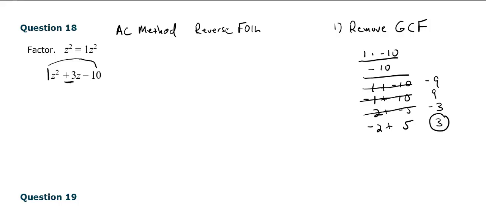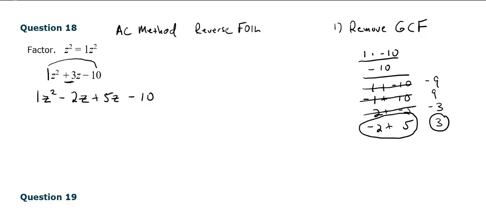So what I'm going to do, and it doesn't make a difference the order, I'm going to use these two to rewrite my middle term. So I have 1z squared. Now my middle term is 3z. So this is going to be negative 2z plus 5z. When I add those together, that gives me positive 3z. And I copy down my minus 10. Now I have 4 terms.